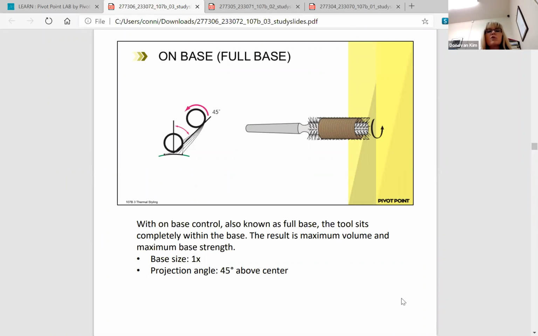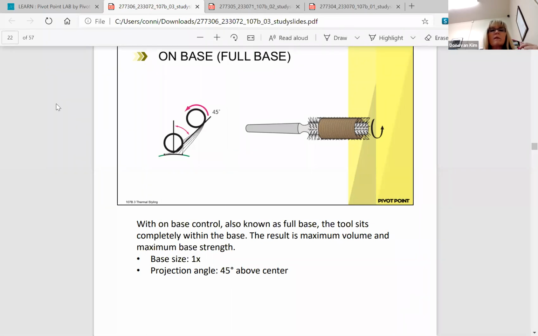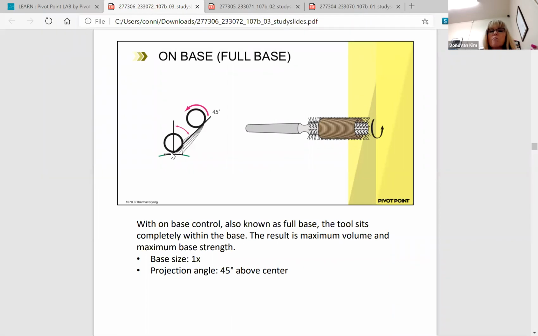That's going to give us the most amount of volume that we can get. If you look at this picture on the right, this is going up 45 degrees this way. Where this little green line is, that's your base, at the scalp. When we roll this down, see how this circle at the scalp is sitting right on this little parting area? That means that it's on base. That's going to give us the most amount of volume that we could possibly have.